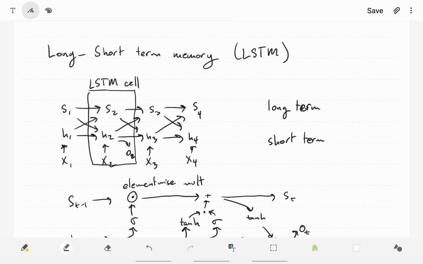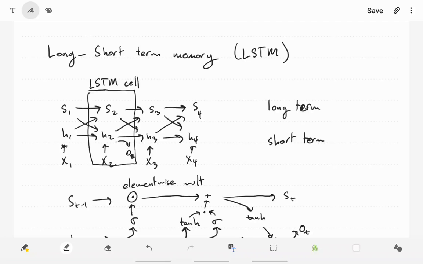Okay, the final structure to talk about is the LSTM, or long short-term memory. So the basic idea is that we're going to hold our short-term memory, just like in recurrent neural nets, in these H vectors. So we have H1, H2, H3, and so on. All of them, just like in the basic RNN, have X1, X2, X3, and so on as inputs to those hidden states.